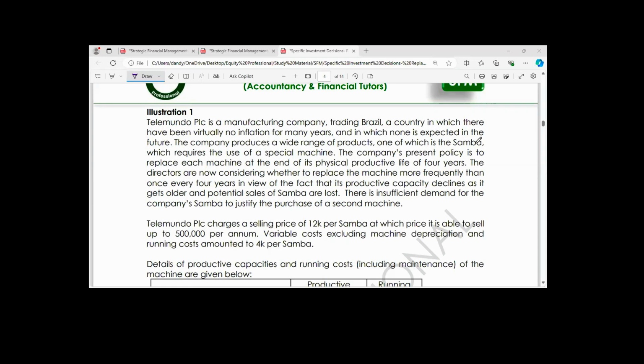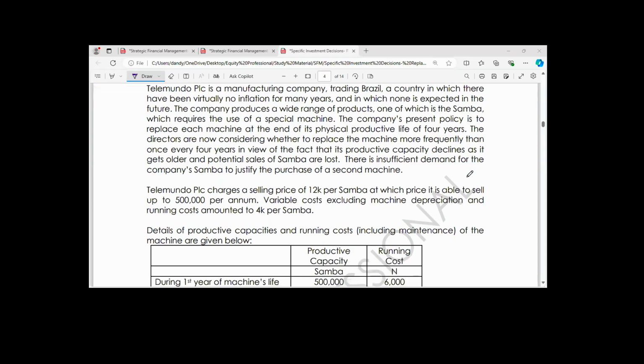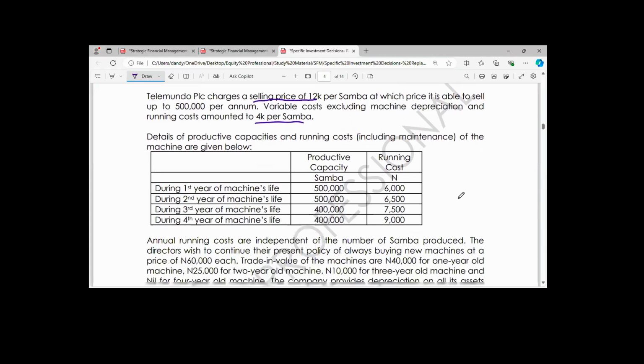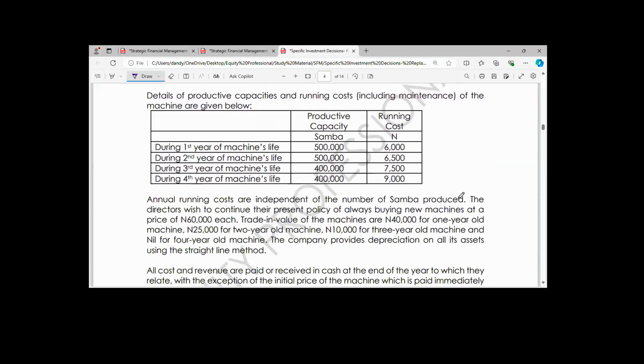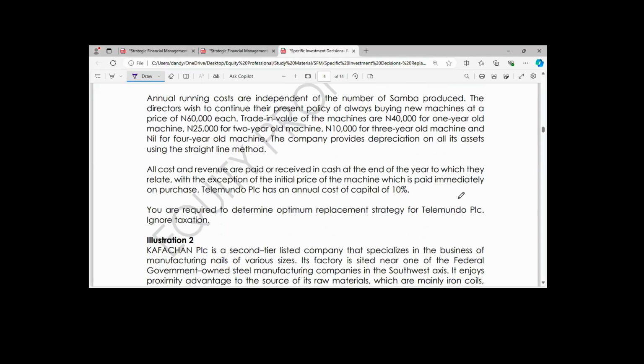There is insufficient demand for the company's Samba to justify the purchase of a second machine. So Telemundo PLC charges the selling price of 12 kobo per Samba, at which price it is able to sell up to 500,000 per annum. Variable cost, excluding machine depreciation and running cost, amounted to 4 kobo per Samba. Details of the productive capacities and running costs, including maintenance of the machine, are given below. Annual running costs are independent of the number of Samba produced.